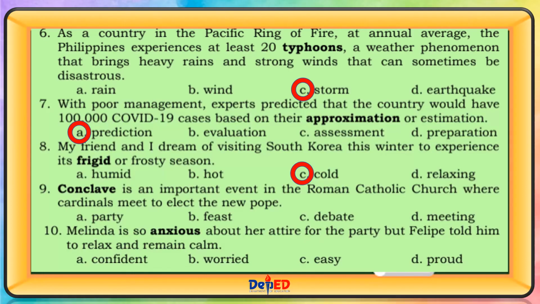Conclave is an important event in the Roman Catholic Church where cardinals meet to elect the new pope. The correct answer is D, meaning. Melinda is so anxious about her attire for the party, but Felipe told him to relax and remain calm. The correct answer is B, worried.